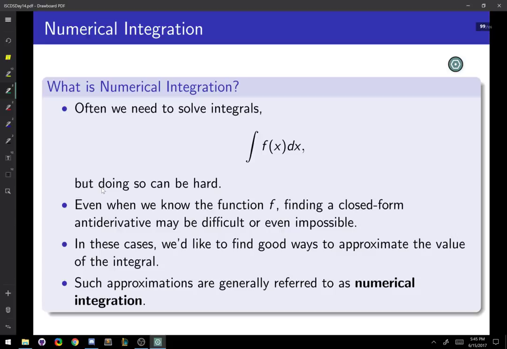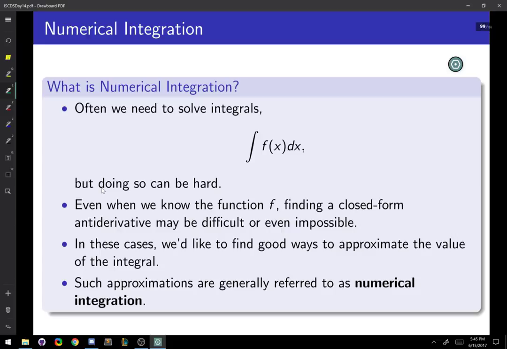So, what is numerical integration? It's finding the area under a curve. Does that make sense? So often we need to solve integrals, but doing so can be hard. Even when we know the function f, finding a closed form antiderivative may be difficult or even impossible. You take a lower level calculus course, you spend half of the course doing antiderivatives to realize that in practice everything's numeric, right? So it's kind of funny.